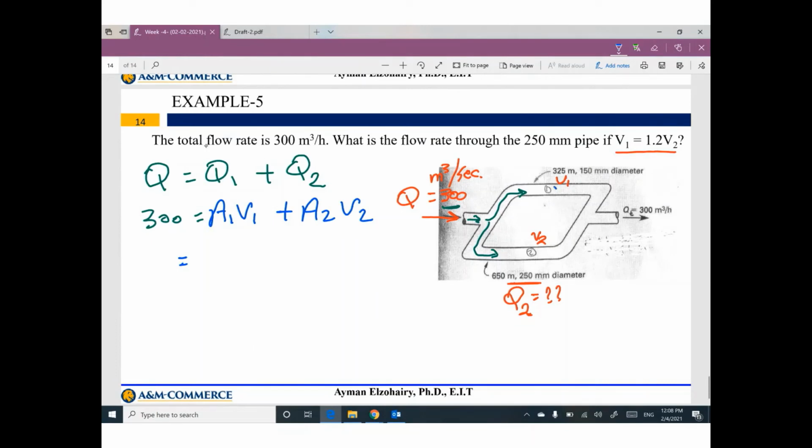What is the area for branch number 1? Pi divided by 4 times 0.15 squared times V1, plus area 2, pi divided by 4 times 0.25 squared times V2.